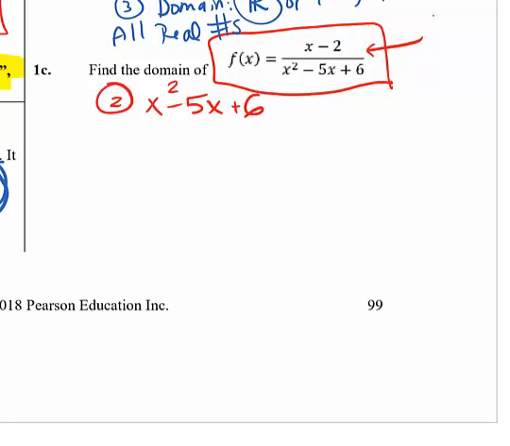A numerator being 0 is fine. There's no problem with that. That's why we just ignore the numerator. We just want to make sure this guy is not 0. I'm going to figure out when that would happen.